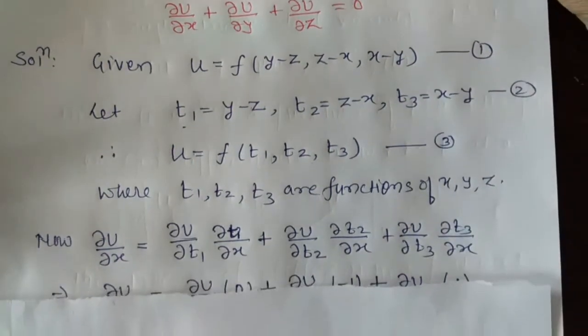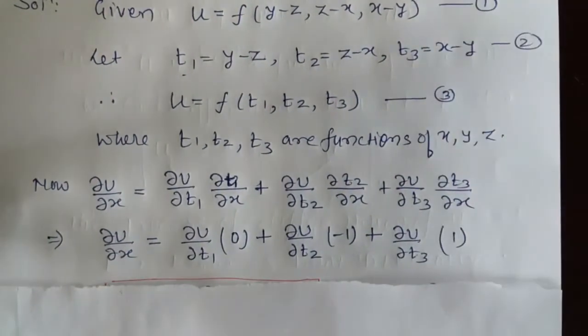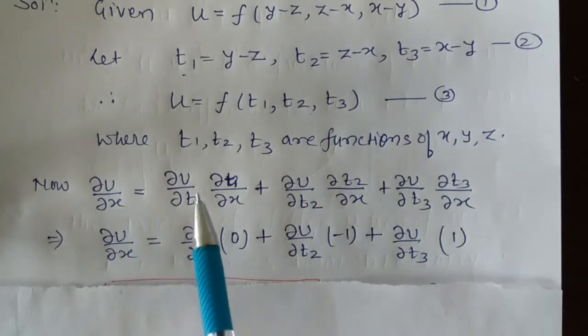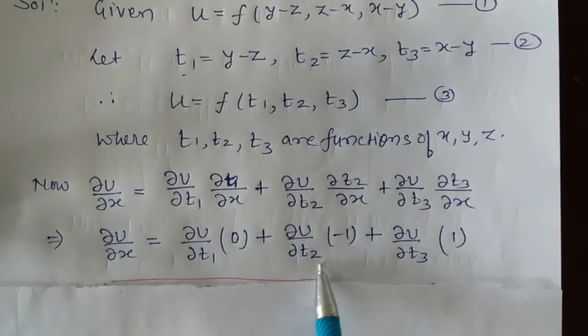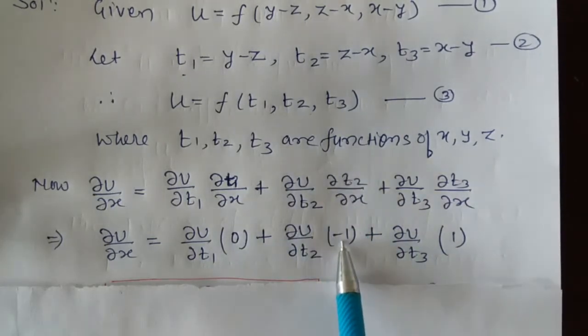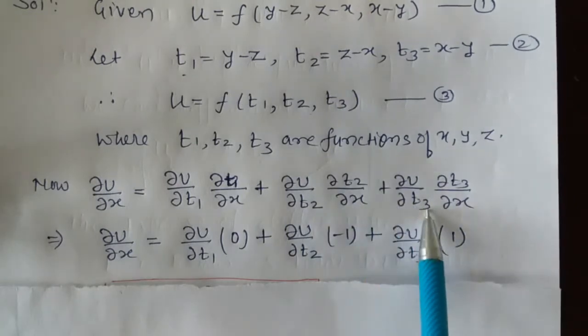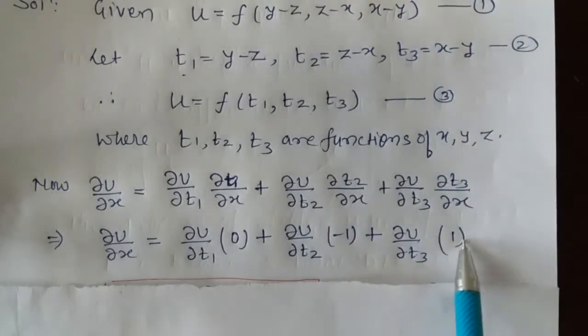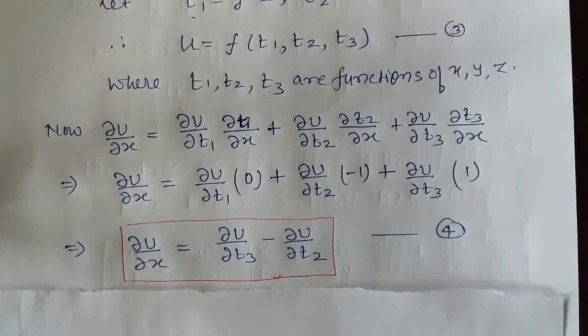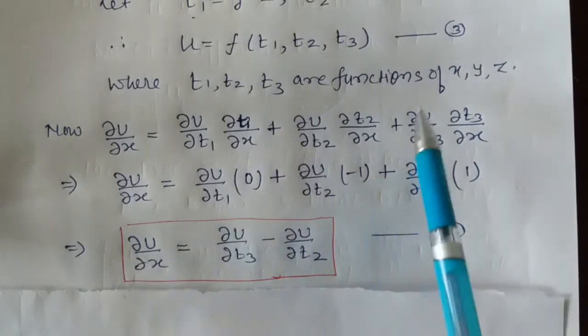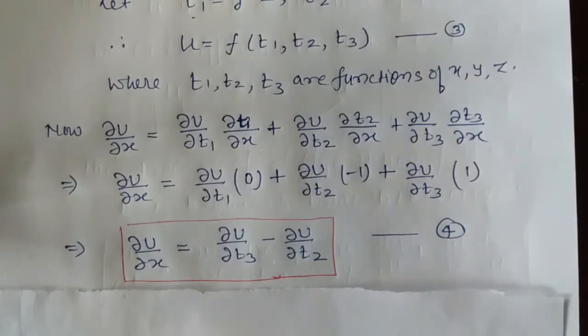So putting the values, we get del u by del x is equal to del u by del t1 into 0 plus del u by del t2 into minus 1 plus del u by del t3 into 1. So finally we get the value of del u by del x is equal to del u by del t3 minus del u by del t2. So this is the partial derivative of u with respect to x using the total derivative.